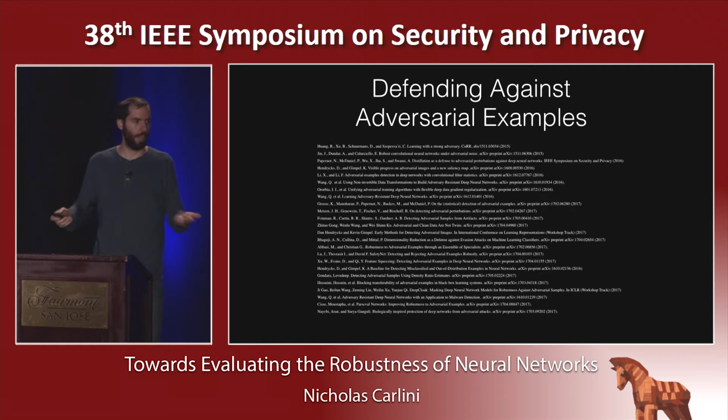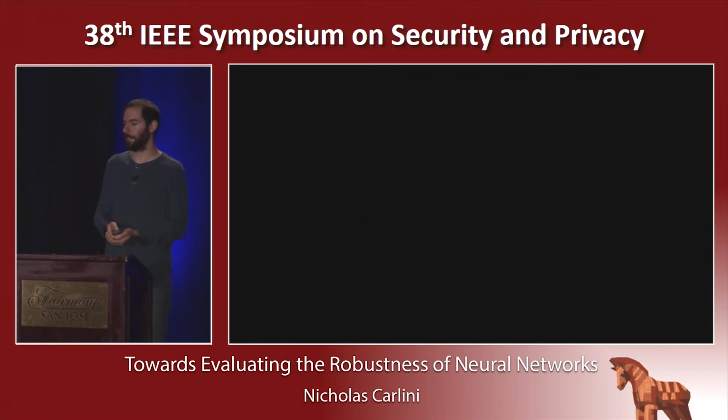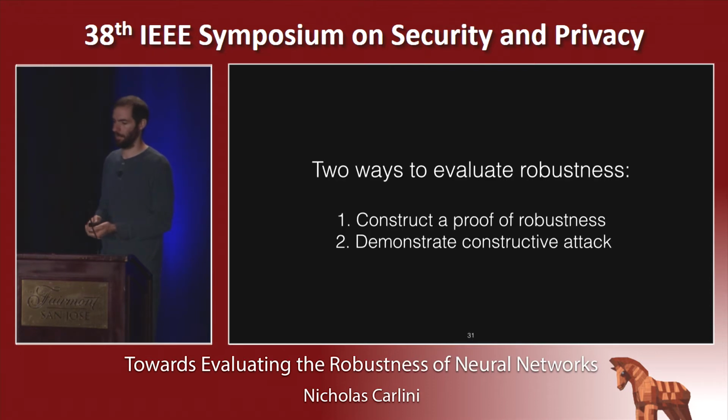And so the question is, which of these are good approaches and which of these aren't good approaches that can be broken? And so for this talk, what I'm going to be focusing on is asking the question, how should we evaluate if a defense is actually effective? How do we know which of these defenses work and which of them don't? So to do that, you can consider, in general, two different ways of evaluating robustness. The first way you can evaluate robustness is to construct a proof. And you can say something like, for any two inputs that are closer than delta, their outputs differ by no more than epsilon, and therefore the network is secure.